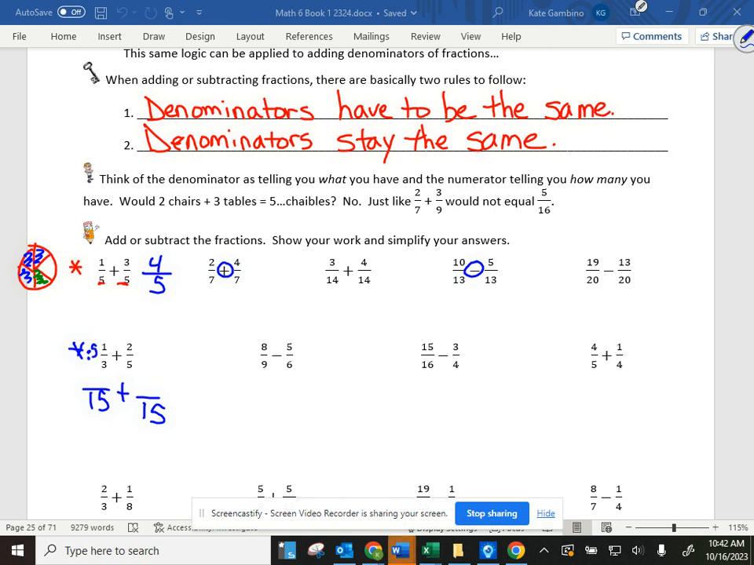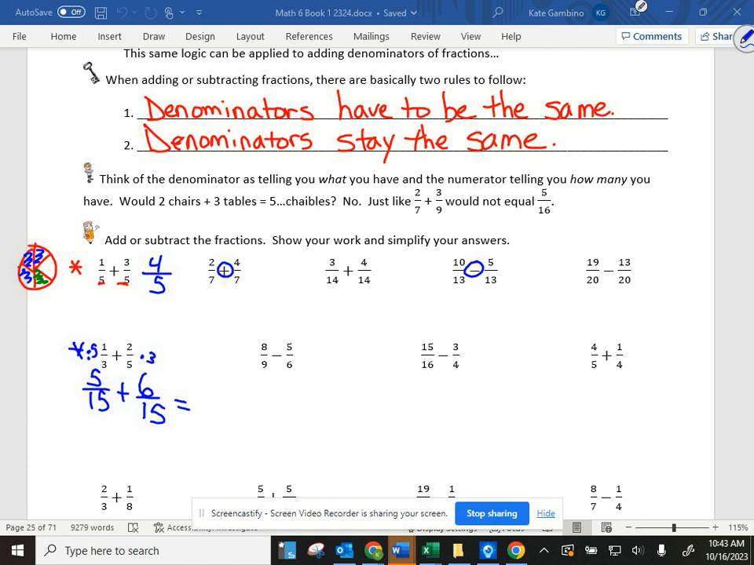3 times 5 is 15, so whatever I do to my denominator, I have to do to my numerator. So 1 times 5 is 5. How did I go from 5 to 15? Madison, can you figure it out? Like, how do I go back? What do I multiply by? Yeah, I'm going to multiply by 3. So 5 times 3 is 15. So then I have to do 2 times 3. 2 times 3 is 6.